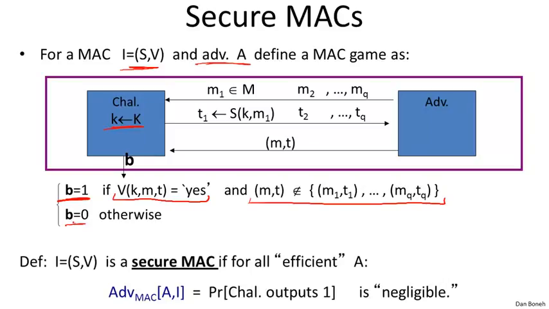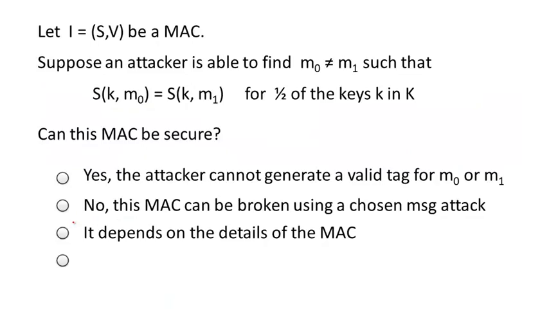And as usual, we define the advantage of an adversary as the probability that the challenger outputs 1 in this game, and we say that a MAC system is secure if for all efficient adversaries the advantage is negligible. In other words, no efficient adversary can win this game with non-negligible probability. Alright, that's our definition of secure MACs, and our goal is to build secure MACs like this. Before we do that, I want to ask you two questions.